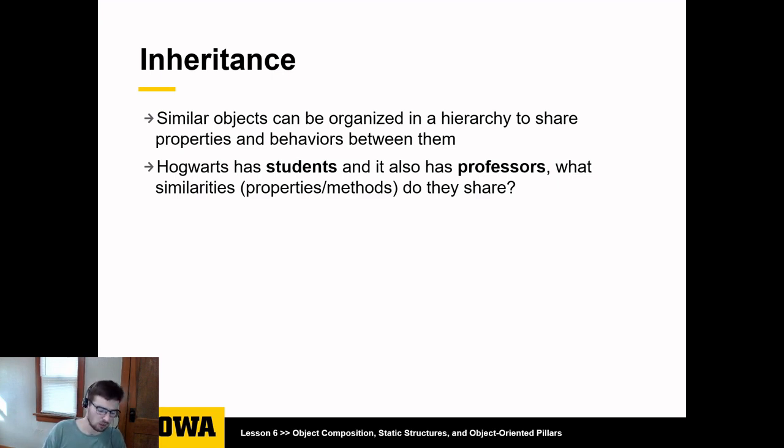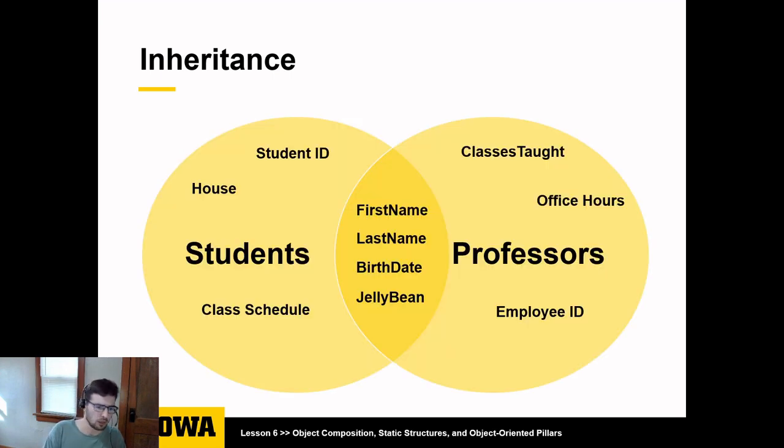between them. So a classic example of this is, for example, at Hogwarts, we represented students, but what if our program also needed to represent professors? And so students and professors have a lot of things in common. So how do we say, these things have a lot of things in common without having to duplicate code? So here's a Venn diagram of saying that, right?